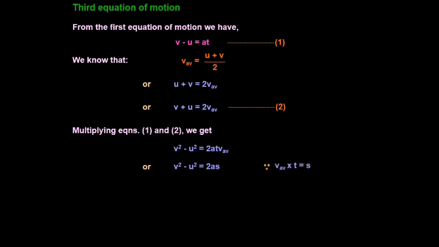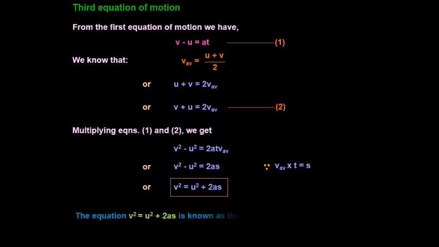So v square minus u square is twice a s. You will be getting this because v average into t is equal to s. So ultimately you will be getting the third equation, v square is equal to u square plus twice as. For uniformly retarded motion, a will be replaced by minus a.